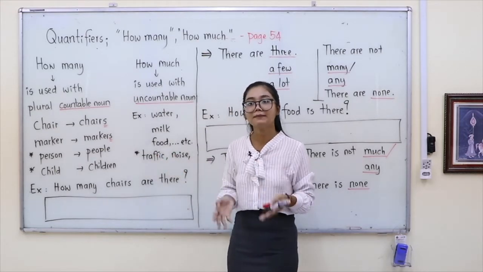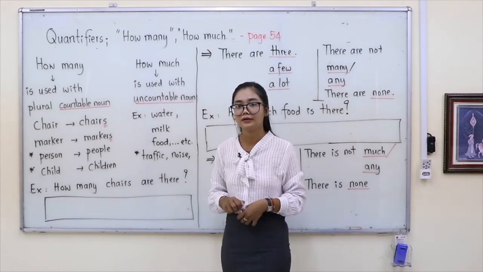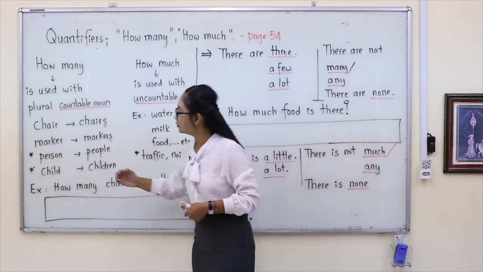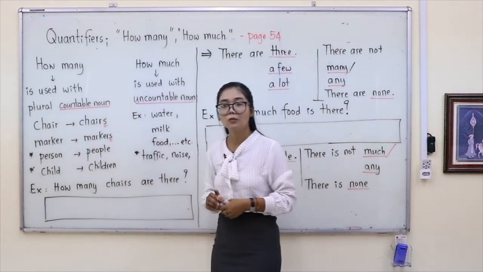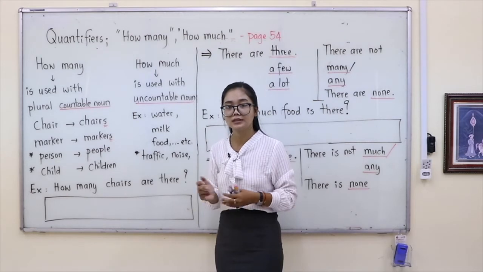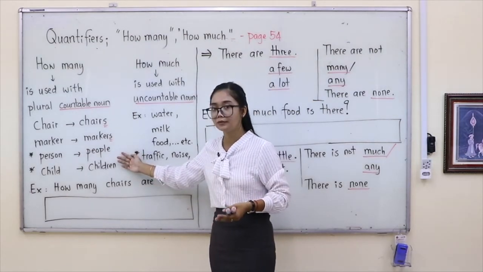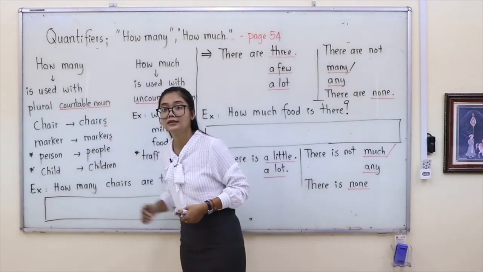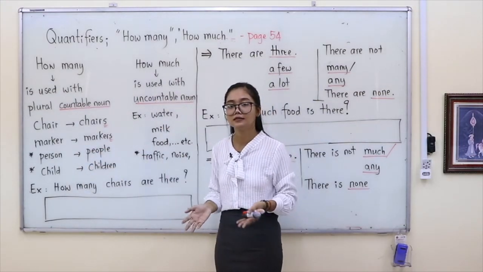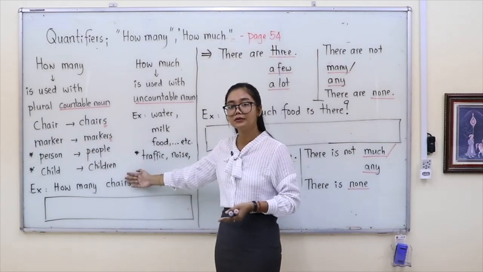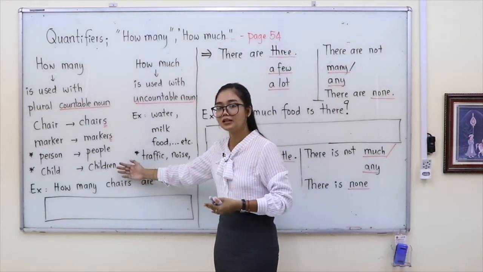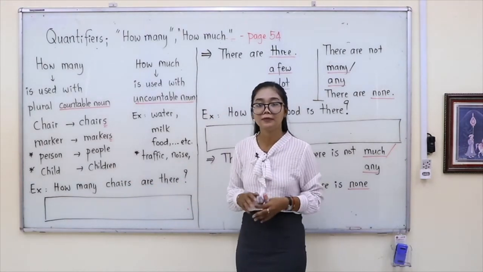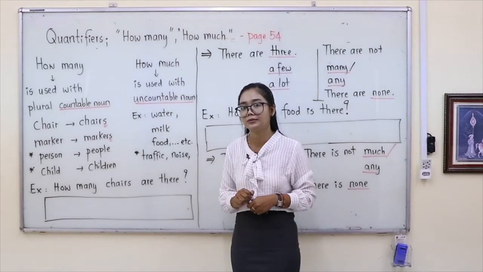Remember that there are some nouns that we call irregular nouns, so we have to change the word in order to make it plural. For example, person. One person, or a person. When it becomes plural, people. 2, 3, or 4 people. Another word, a child. When it becomes plural, it could be 2, 3 children. So that is all for how many. Remember to use how many with plural countable nouns.